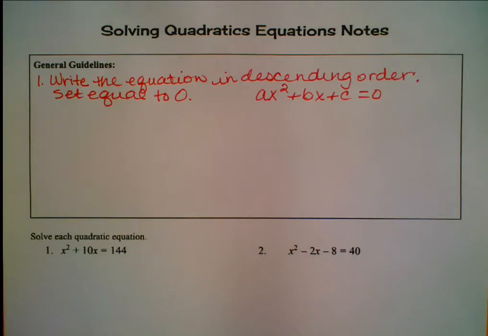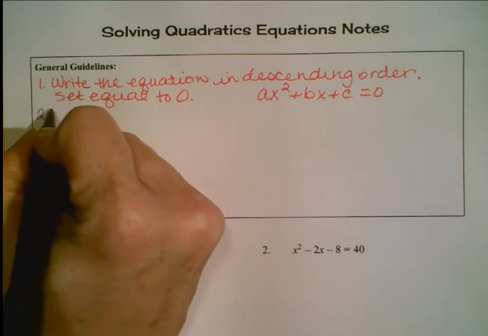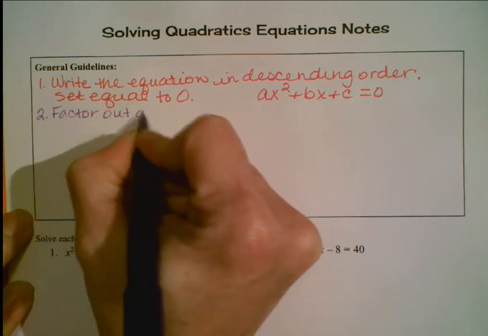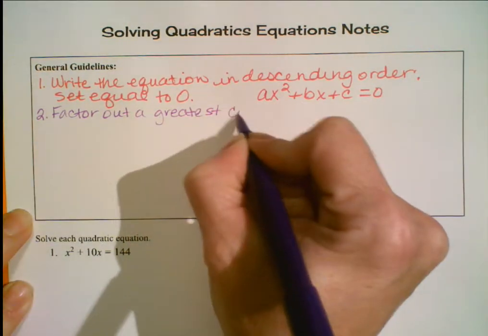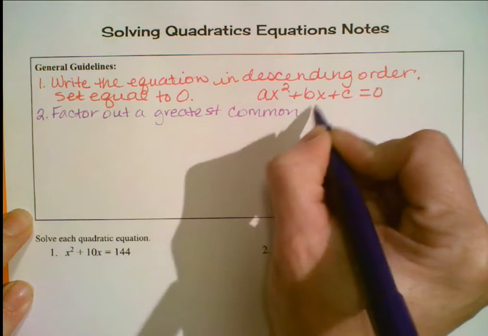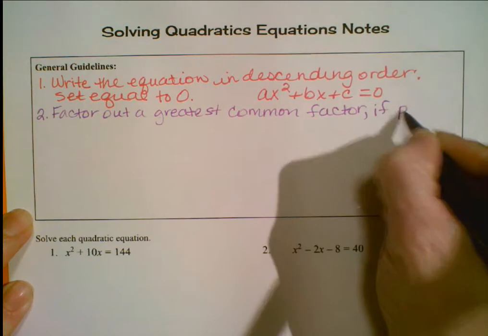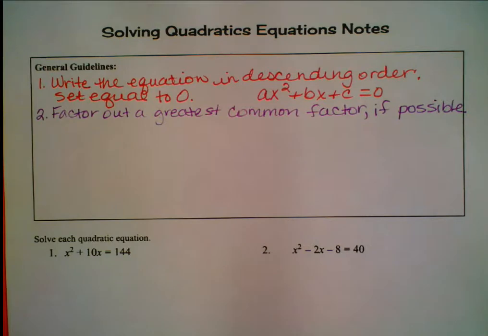All right, the second step that we want to take, once we have it set equal to 0 and in descending order, is to factor out any greatest common factor if one exists. So factor out a greatest common factor. There will not always be a greatest common factor. So here we're going to put if possible. And we'll look at examples where no common factor exists and other examples where there most definitely is a common factor.